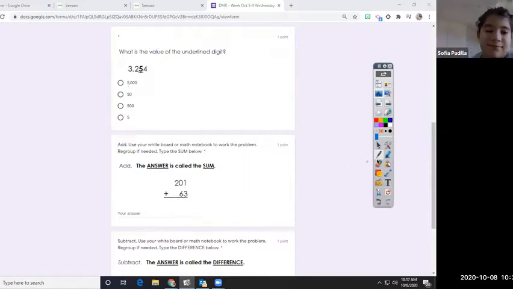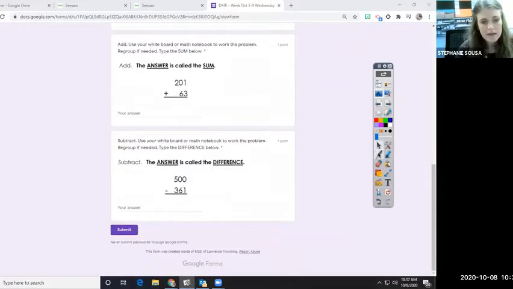All right, next one says subtract. Use your whiteboard or math notebook to work the problem. Regroup if needed. That means on tomorrow's quiz, you should not be trying to do this in your head because mistakes might happen. You should be using a piece of paper or a whiteboard to help you so that you can show your regroupings. 500 subtract 361.